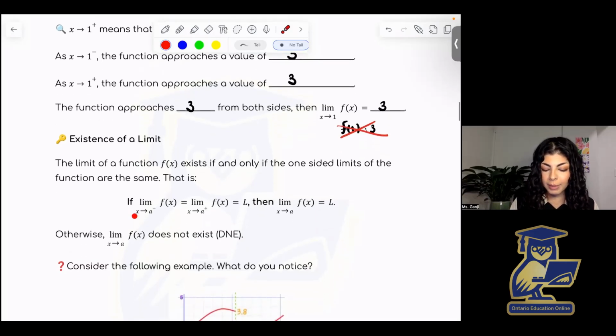So if the limit of x approaching a from the left-hand side is equal to the limit of x approaching a from the right-hand side, which equals L, then, if and only if in this situation, we can say that the limit of the function as x approaches a exists and it is equal to L. Otherwise, we say that this limit does not exist, or DNE. Let's look now at examples where that might be the case.